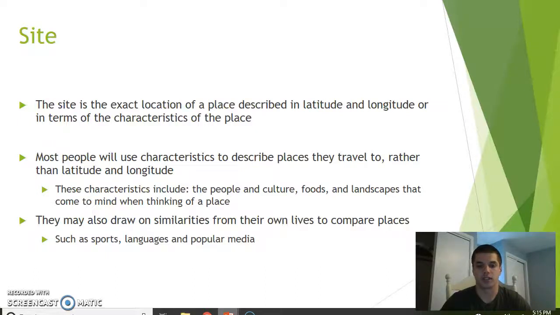They also may draw on similarities from their own lives to compare places, so similar sports, languages, and popular media.